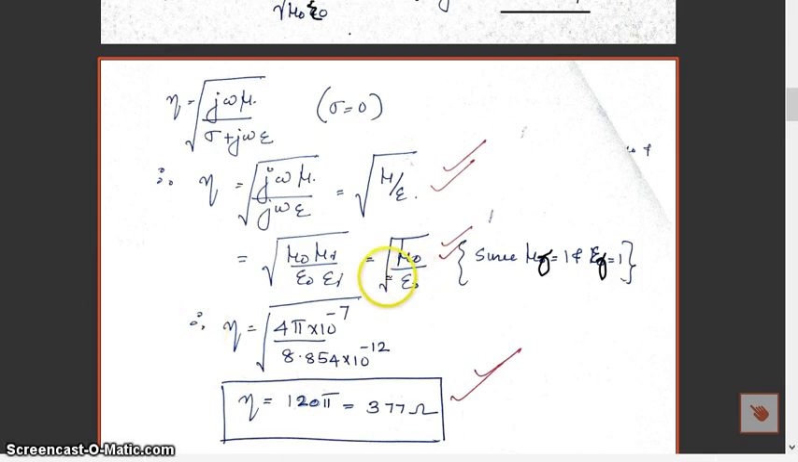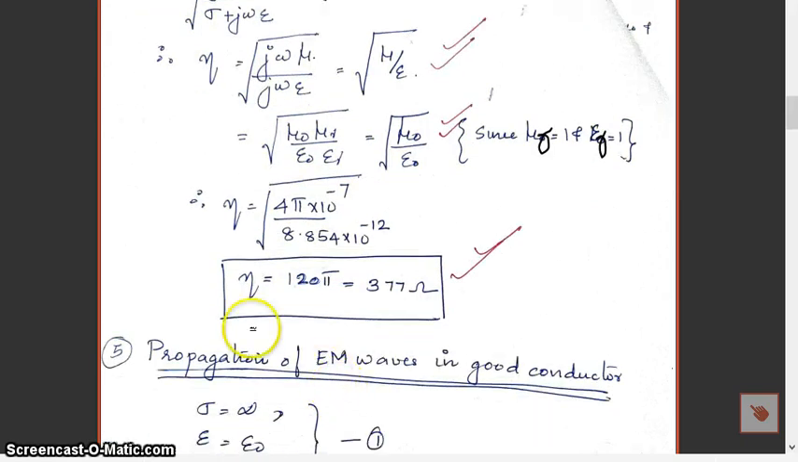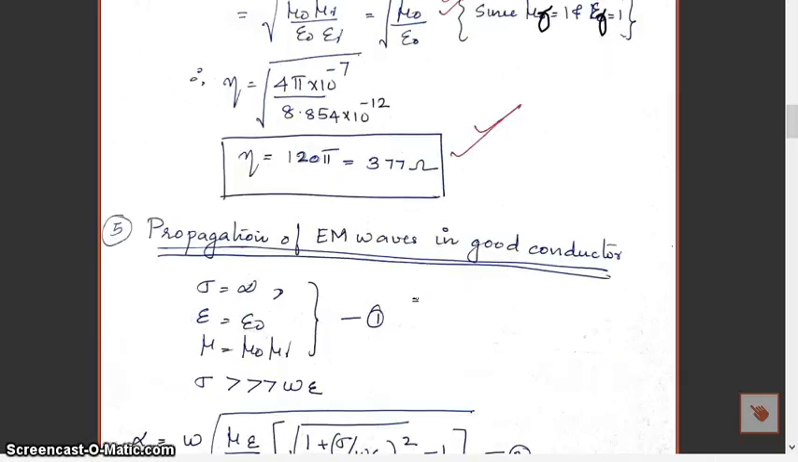So finally I will get square root of mu 0 by epsilon 0. Mu 0, you know the value is 4 into 10 raised to minus 7, and epsilon 0 is 8.854 into 10 raised to minus 12. So finally when you simplify, you will get the intrinsic impedance for a free space as eta is equal to 120 pi, it is equal to 377 ohm. Okay. So these are the expressions for alpha, beta and eta for a free space.